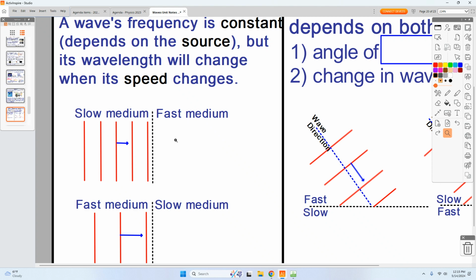Here's a slow medium, so the propagation speed is fairly small. This is a wavefront. When it enters into the fast medium, could you draw for me what you think this waveform would look like when it goes into a fast medium? Just take a moment, see if you can draw for me what it looks like as it traverses this barrier. Right. Take a moment to do that.